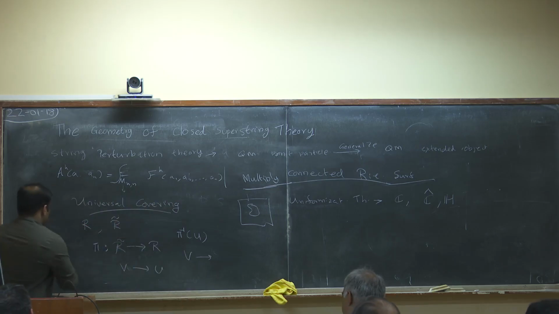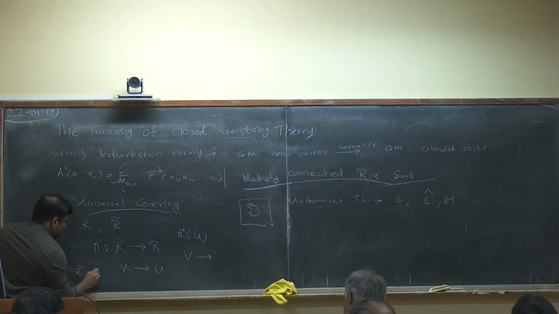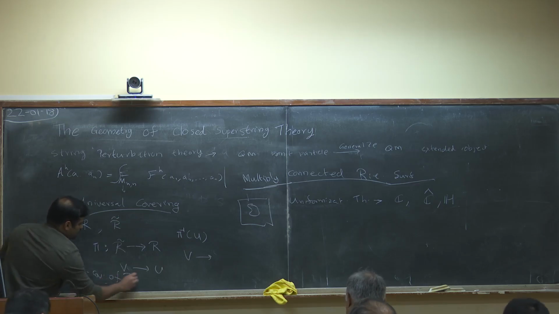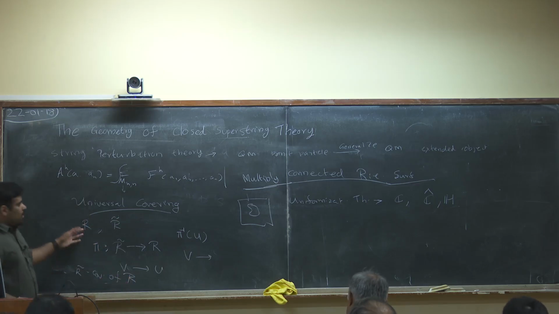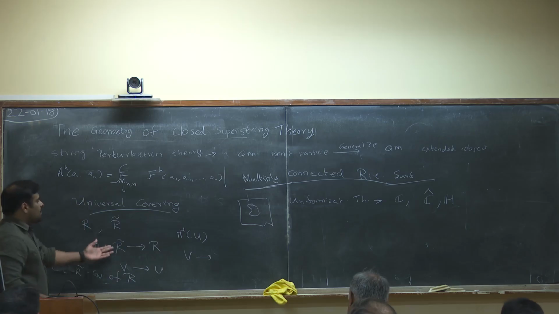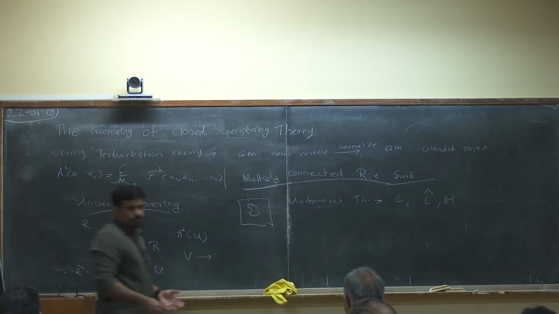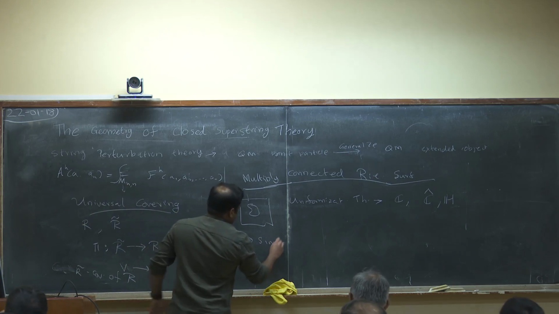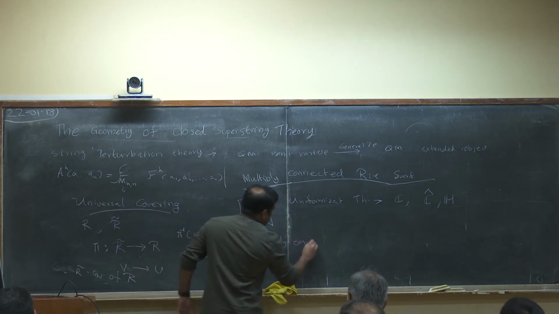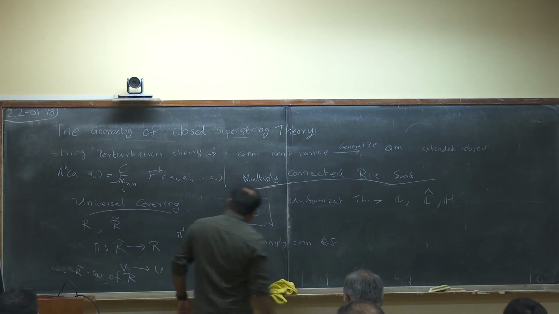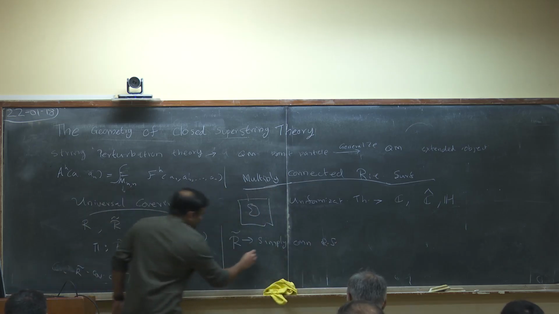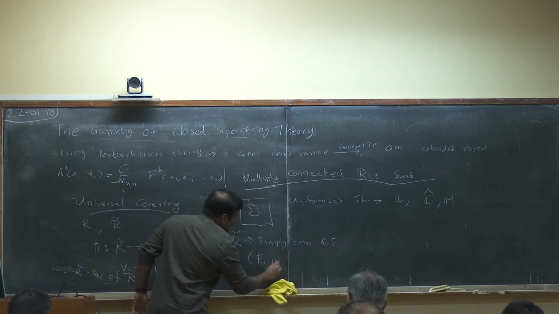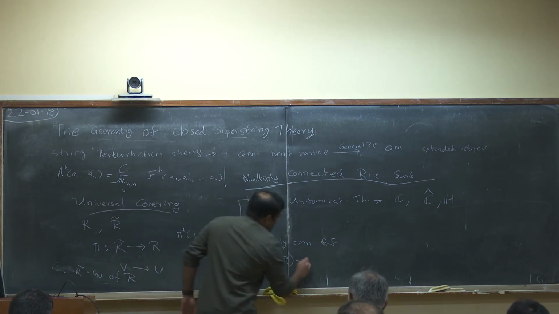So you have a covering. In this case, R tilde is the covering space of R under this map pi. Now I can assume further that R tilde is a simply connected Riemann surface. Then the pair R tilde, pi, R is known as a universal covering.